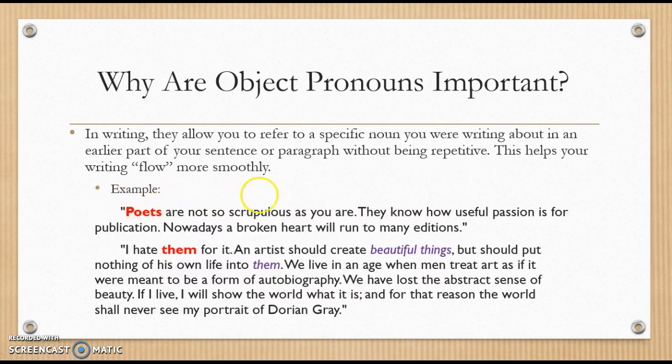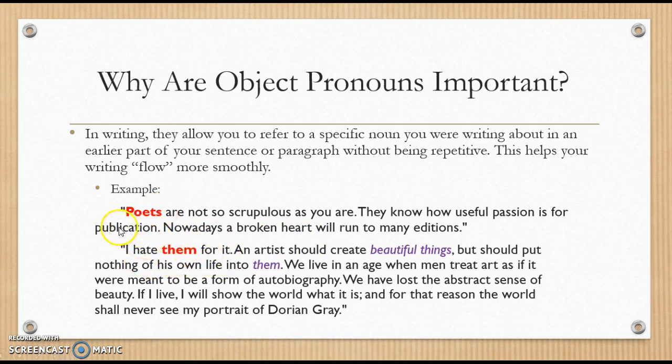Let's take a look at an example in writing. This is an excerpt from The Picture of Dorian Gray, and we can see object pronouns being used in these two short paragraphs. "Poets are not so scrupulous as you are. They know how useful passion is for publication." "Nowadays, a broken heart will run to many editions." "I hate them for it."